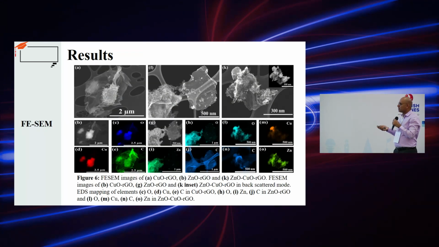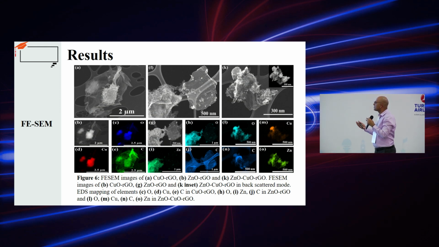And here are the field emission scanning electron microscope images we have used. We tried to use scanning so that we can find out where the copper is more agglomerated and where zinc is more agglomerated, and so on and so forth. So this also gives us some representation where you could see that we have copper in these areas, and then we have zinc in some of these areas.